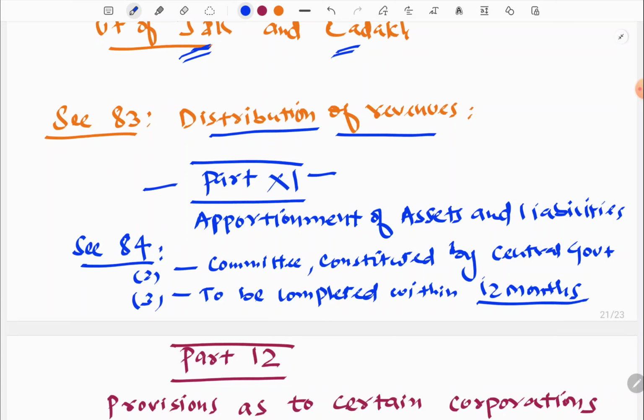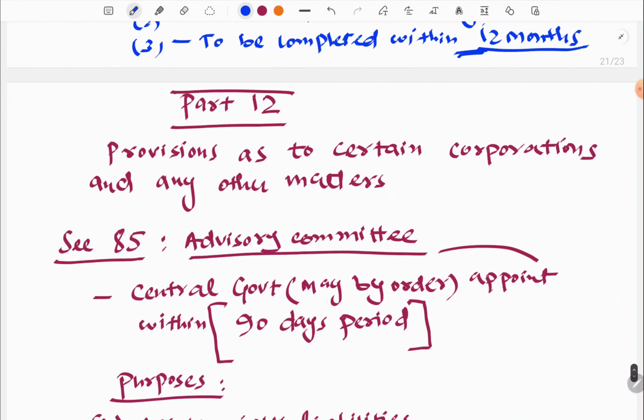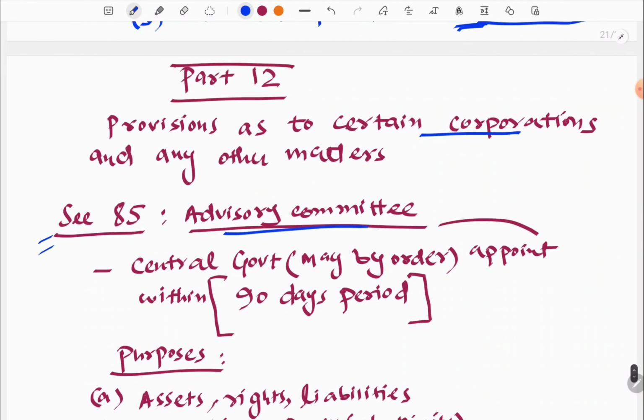Very easy. Part 11 deals with apportionment of assets and liabilities. There are two important points in section 84: that a committee has to be constituted by the central government, and that it has to complete its report within 12 months. Part 12, section 85, deals with provisions related to certain corporations. For that, an advisory committee has to be set up by the central government by a written order, and the report has to be completed within 90 days, that is 3 months.